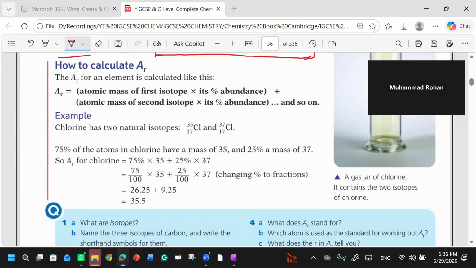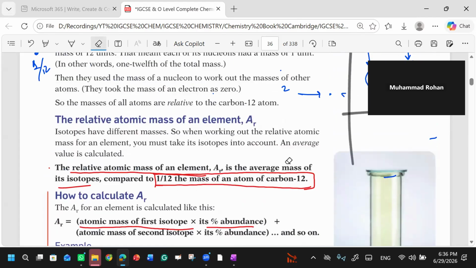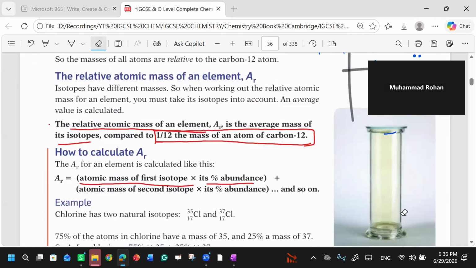The atomic mass of the first isotope, whatever the first isotope is, and its abundance. You will multiply these two. For example, if you talk about chlorine 35, this is first, right? What is the atomic mass of chlorine 35? Can you tell me? Atomic mass, chlorine, like that. 35.